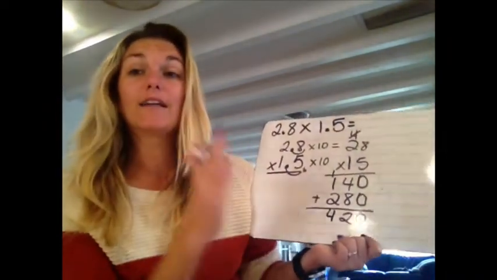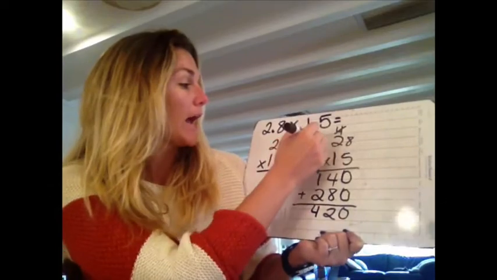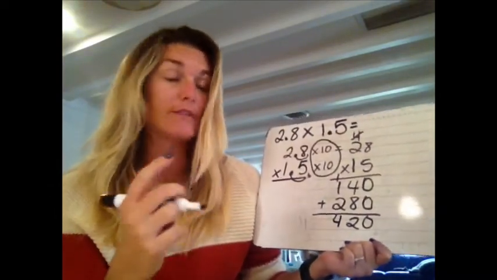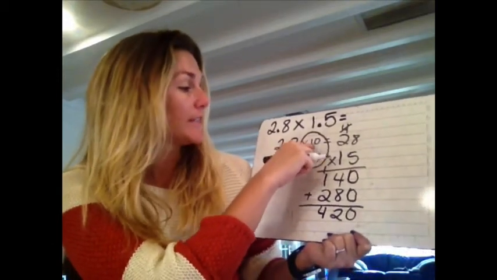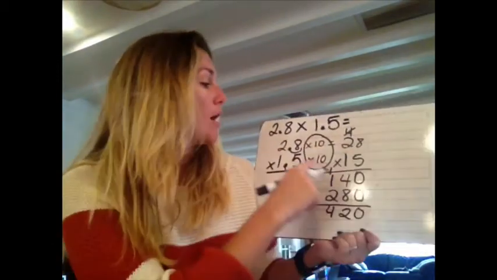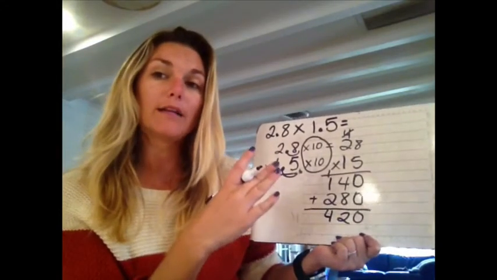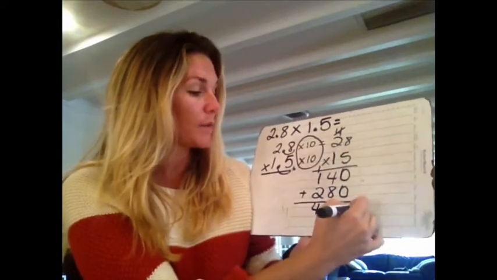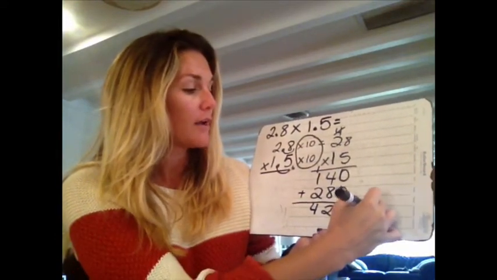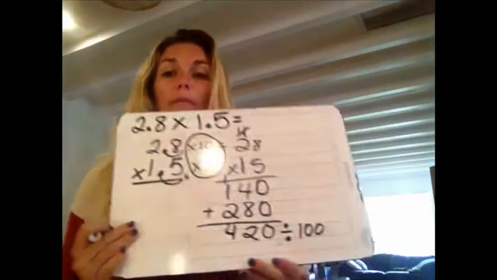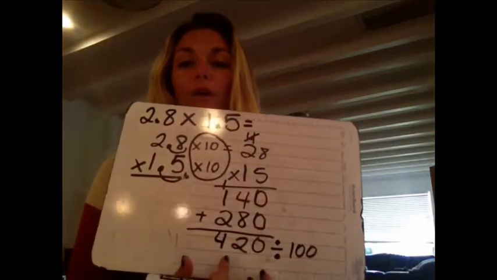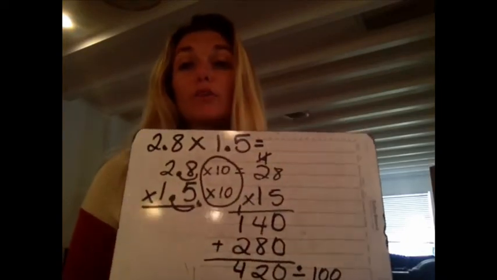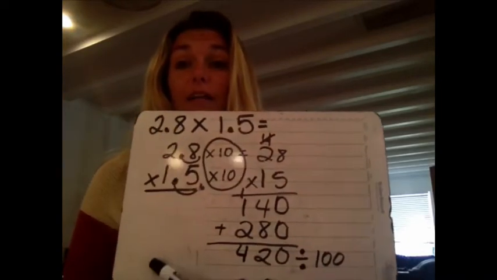So I'm not done yet because I had to multiply by not just 1 power of 10, but by 2 powers of 10. So I have to think, all right, 10 times 10 is 100. Before I multiplied, now I'm going to divide. So because 10 times 10 is 100, I'm going to divide by 100. Now, my problem should look something like this. 420 divided by 100. I know that my answer is going to get smaller because I'm dividing.